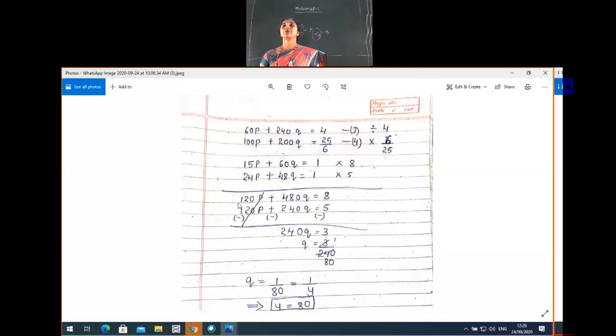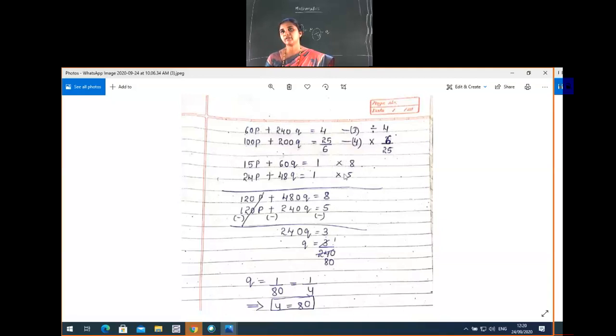Now which one do you want to eliminate? So again we have to choose the elimination method to find out the value of P and Q. Here we'll choose P. I want to eliminate P, so I have to make the P terms equal. How to make them equal? So into 8. In the first equation here we have to multiply with 8.